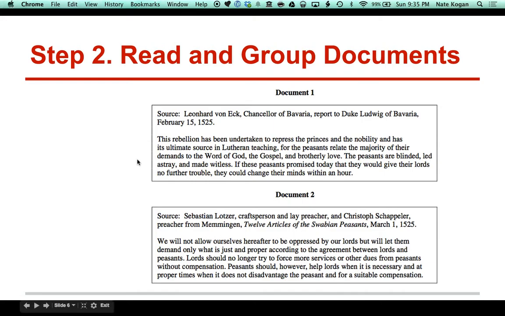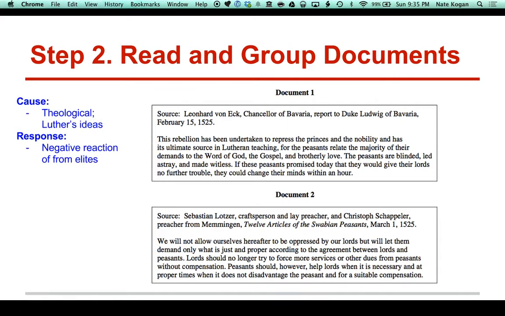So according to this source, I see that there's a cause having to do with theological issues. It seems rooted in Luther's ideas that they are misinterpreting, perhaps. And as a response, we get a sense of a negative reaction coming from an elite person. This von Eck and this Duke title, as well as the Chancellor title, tells me all about who these people are. And so I can start to think about this as a response.